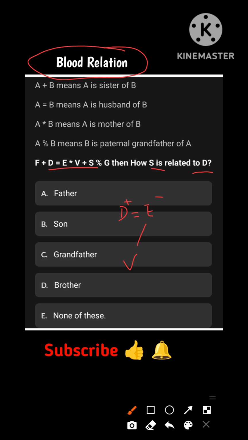V plus S. Plus means V is the sister of S. S percentage G means G is the paternal grandfather of S. Here the question asked is how S is related to D. From D, we don't know the gender of S. So none of these is the answer for this question.